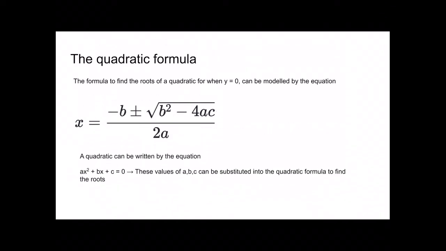Alright, so for example, a quadratic can be written as ax squared plus bx plus c equals 0. These values of a, b, c can be substituted into the quadratic formula to find the roots. So a would be the number behind the x squared, the coefficient, b would be the coefficient of x, and c would just be the number that shifts the parabola up or down.